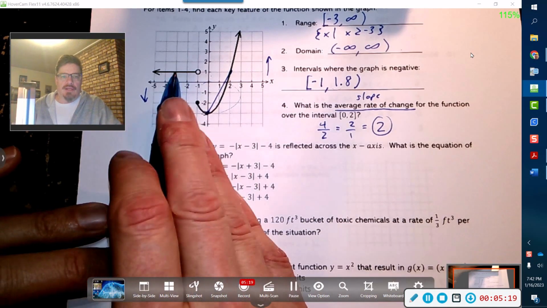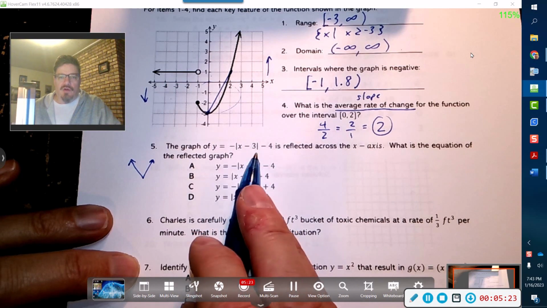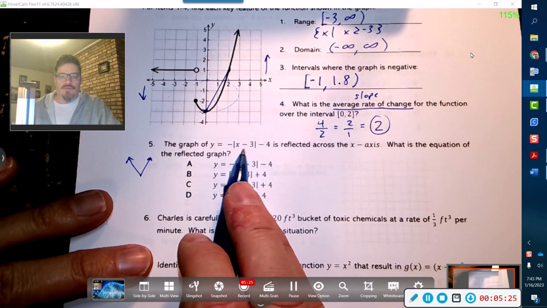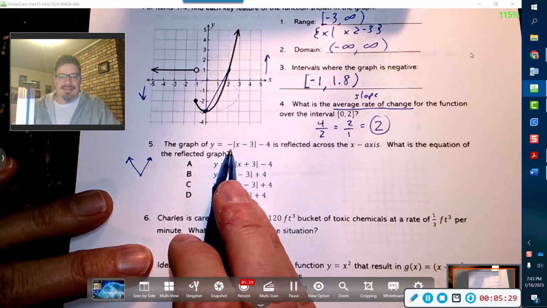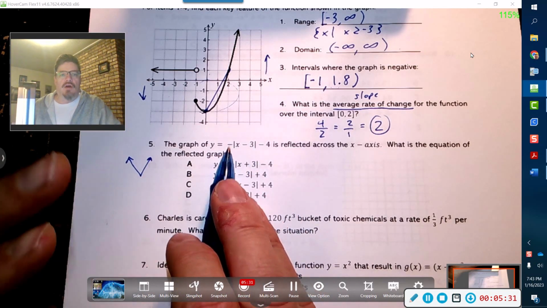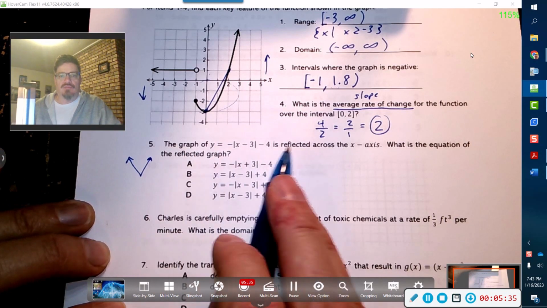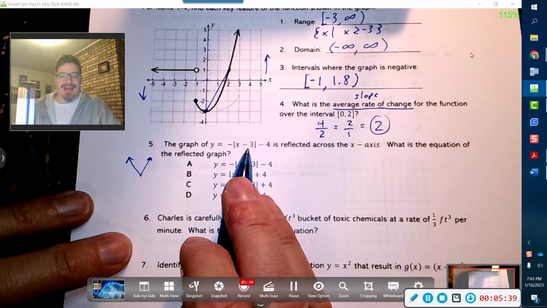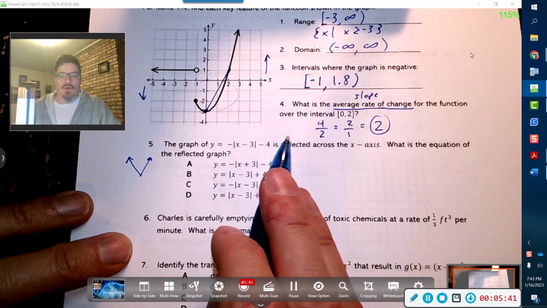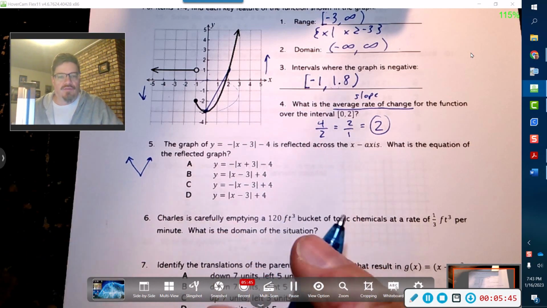Or linear functions are lines. Alright, so the graph of this guy has got a lot going on. He's got a movement to the right or left, and he's got a movement up or down. And then this says that it is reflected across the x-axis. Okay, the graph of this guy is reflected across the x-axis. So this means this guy was already reflected, and now we're going to reflect them back. Okay, so what is the reflection of the reflected graph?